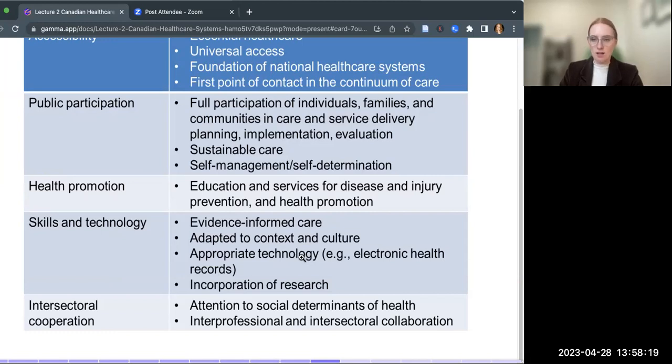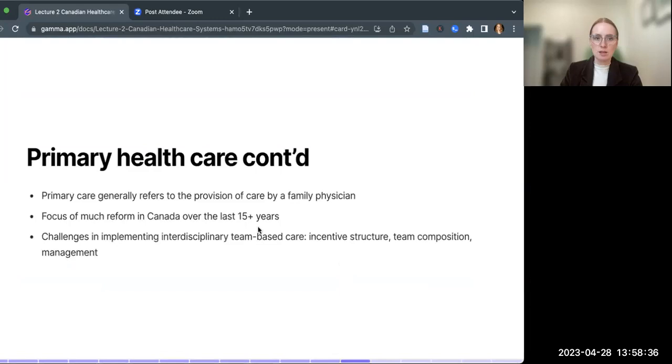So really addressing the social determinants of health, including social policy, including interprofessional and intersectoral collaboration is really important, because as we've seen, siloing care doesn't really work, because we're working with whole people, not body parts. So keep in mind, primary health care.